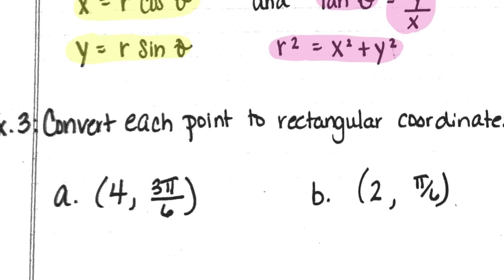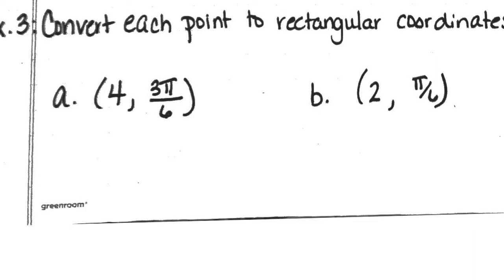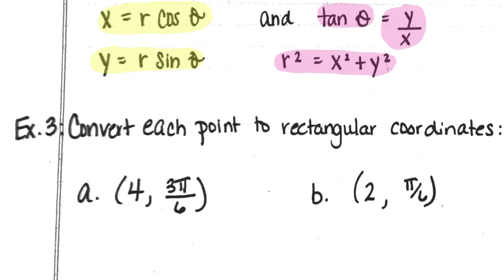So our first set of questions is going to say convert each point to rectangular coordinates. So we need to change these to rectangular coordinates. So we're given them in the polar coordinates, and we want to change these to rectangular coordinates. So I'm given the r and the theta. So this is my r, this is my theta.